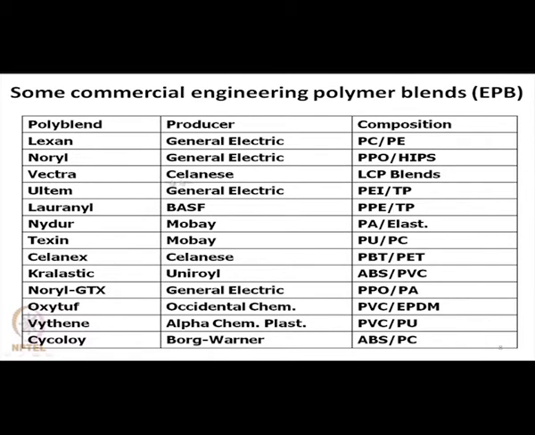Vectra, produced by Celanese Corporation, is basically a liquid crystalline polymer blend. More than one liquid crystalline polymer is mixed to develop a composition which has better properties than the individual liquid crystalline polymers. Ultem, again manufactured by General Electric, is a polyether imide blend with a thermoplastic polymer, TP.